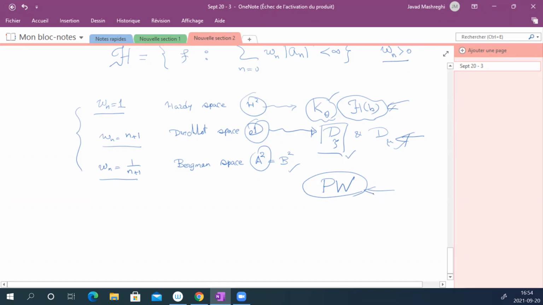So this is my plan for at least one week to come, and hopefully by the end of next week, examples are over and we can go into the more abstract theory of RKHS.